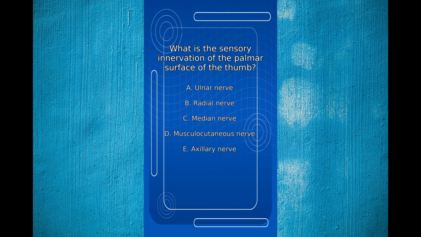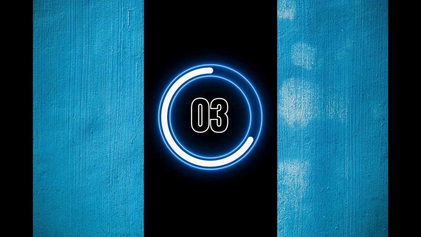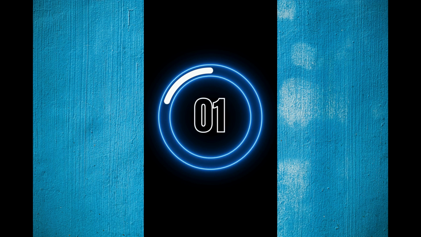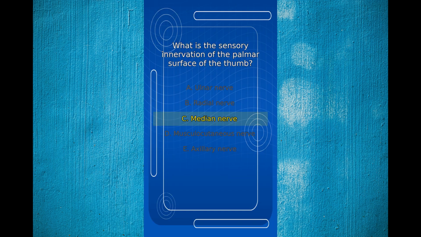What is the sensory innervation of the palmar surface of the thumb? The correct answer is C. Median nerve. The median nerve provides sensory innervation to the palmar thumb and lateral fingers.